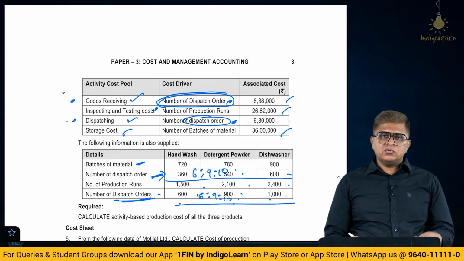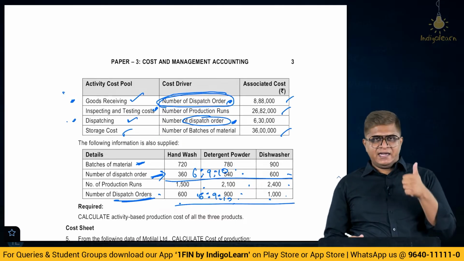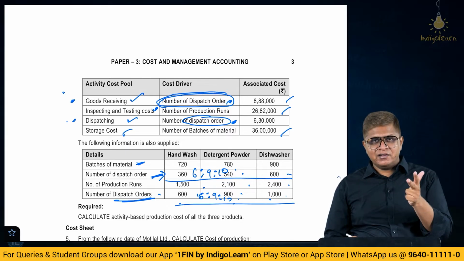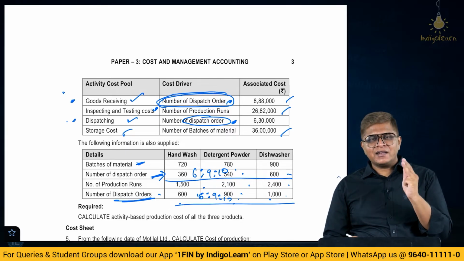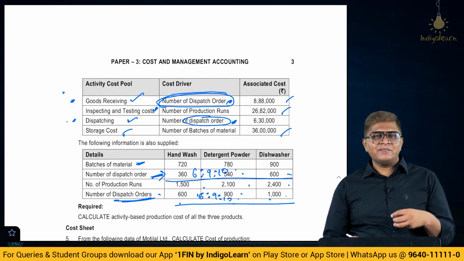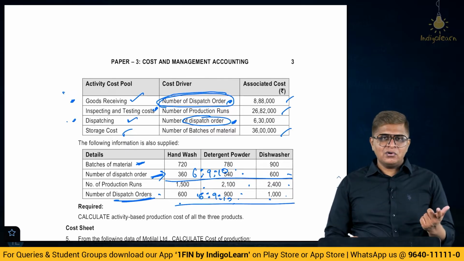So what we need to do, we need to calculate what are the activity cost recovery rates. So we have the activity cost pool, we have the activity cost, we know the cost driver. We have to find out the recovery rate per unit of cost driver, which we call activity based cost overhead recovery rate. So once we calculate that, we will be able to apportion it easily. So how will you calculate?